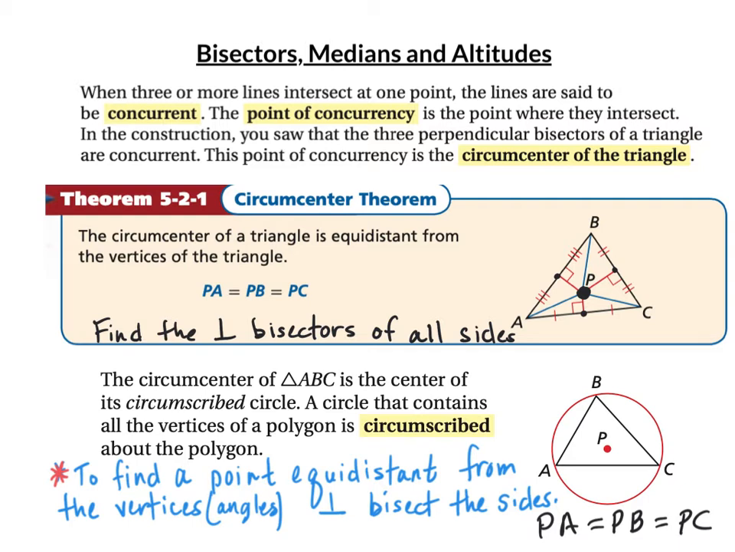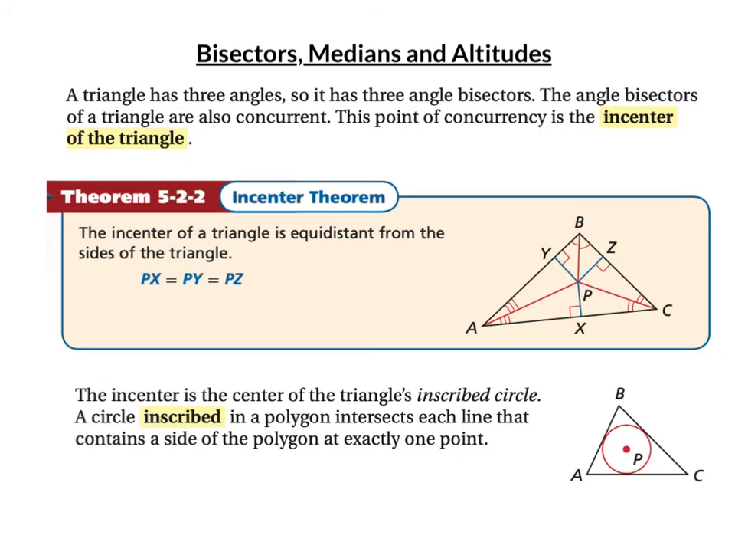Think of them as the angles themselves. Bisect the sides, you get a point equidistant from the angles. And you'll discover why I'm saying it that way. It'll help you remember. This next one is the incenter. If we bisect the angles, we get a point equidistant from the sides.